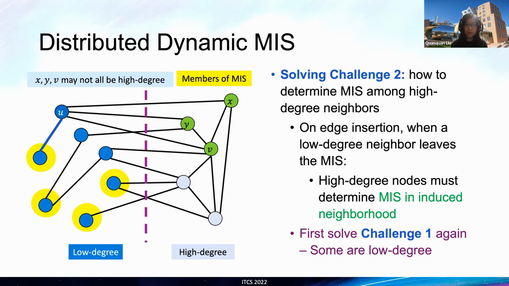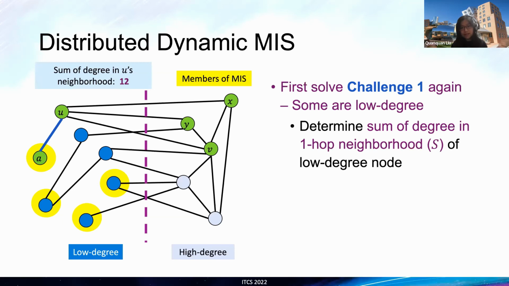Before we run the algorithm for determining which ones will enter, we must go back and solve challenge 1 again. Since some of these quote-unquote high-degree nodes may actually be low-degree, recall from before, we haven't actually yet dealt with these high-degree vertices, which have become low-degree due to deletions.